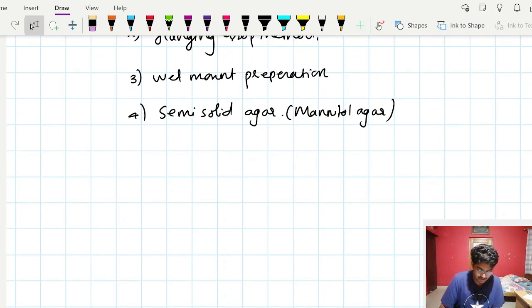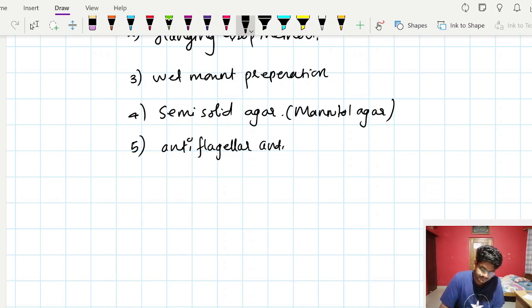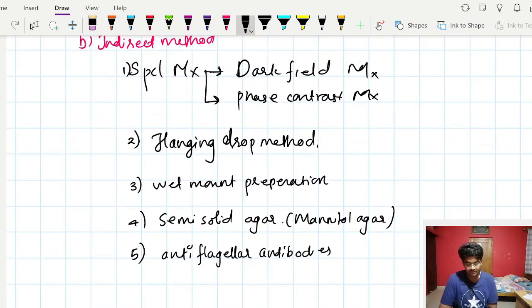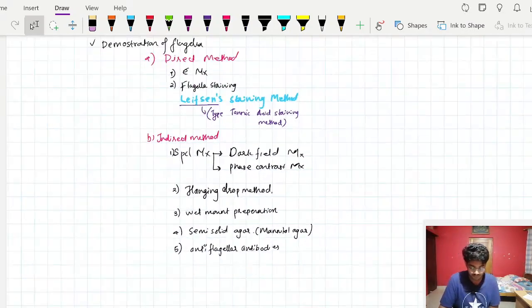Then there is our fifth method. Because we said flagella is an H antigen, we can demonstrate it with anti-flagellar antibodies. H antigen can be demonstrated by anti-flagellar antibodies. So these are the indirect methods by which we can demonstrate flagella.